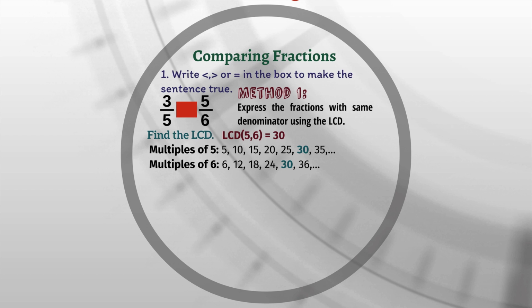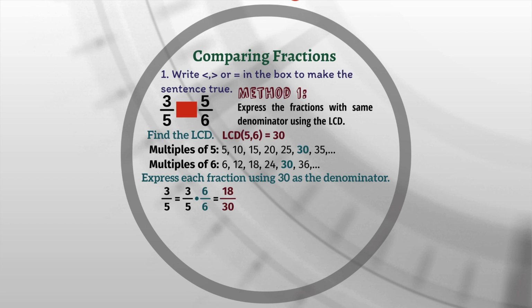Now that we got the LCD, we can finally express each fraction using 30 as the denominator. To do that, we'll think of a number for each denominator wherein, when multiplied that number to that denominator, the product will be 30. For the first fraction, 3/5, we will multiply it by 6 over 6, and the result is 18 over 30. And for the second fraction, 5 over 6, we will multiply it by 5 over 5, and the result is 25 over 30.